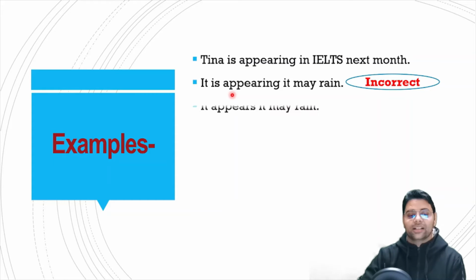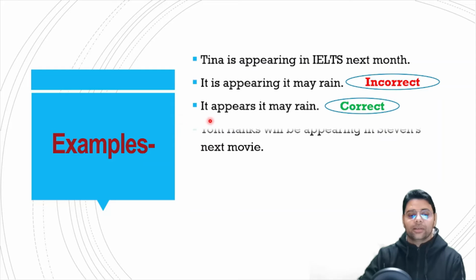So we have to make it like it appears it may rain. Now the tense is indefinite because verb is stative and the sentence is correct. Let's have one more example.